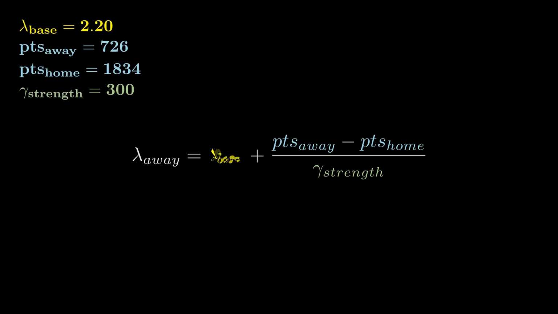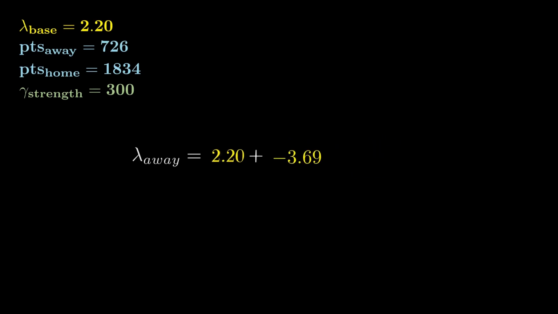When we plug in FIFA ranking points for England and San Marino and choose a strength factor of 300, a large difference in points causes the adjusted lambda for San Marino to drop below 0. A negative value of lambda is invalid for the Poisson distribution, which requires the rate parameter to be strictly positive.